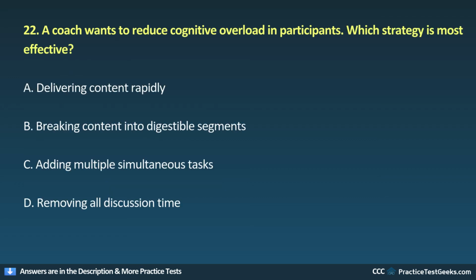22. A coach wants to reduce cognitive overload in participants. Which strategy is most effective? A. Delivering content rapidly. B. Breaking content into digestible segments. C. Adding multiple simultaneous tasks. D. Removing all discussion time.